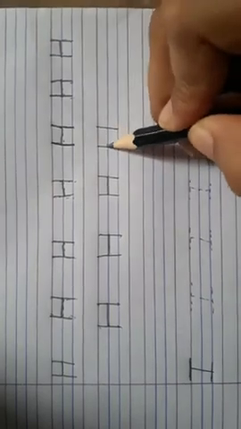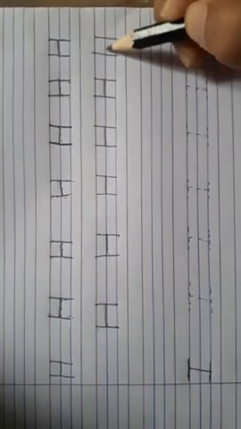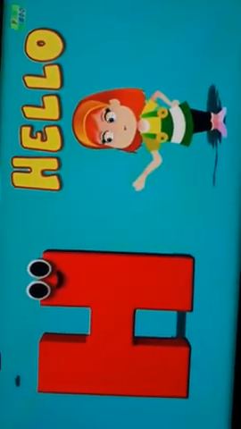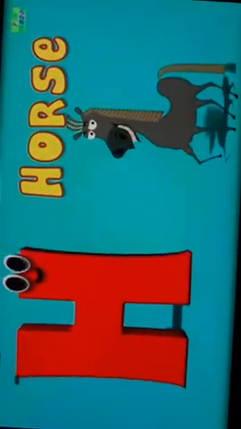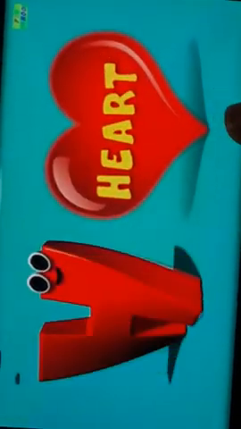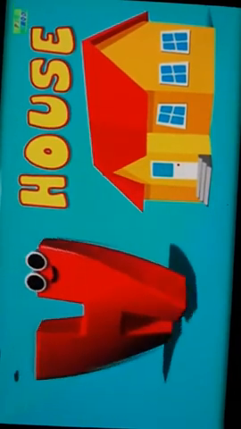This is letter H. Standing line and sleeping line. This is letter H. H for hello. H for horse. H for heart. H for house.